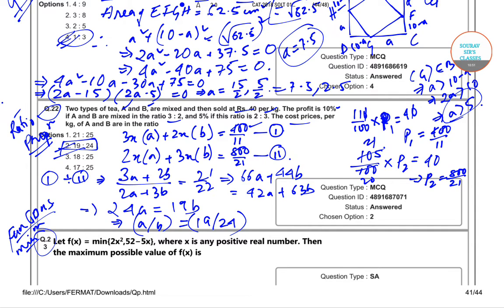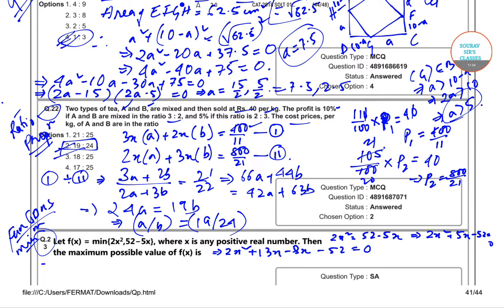Now, the maximum possible value of f of x is only possible when 2x square is equal to 52 minus 5x. So we have 2x square equal to 52 minus 5x. So this will give us 2x square plus 5x minus 52 equal to 0. So this gives us 2x square plus 13x minus 8x minus 52 equal to 0.